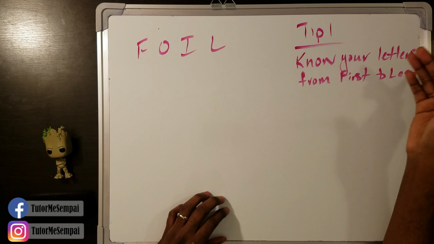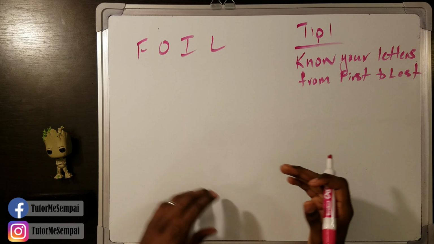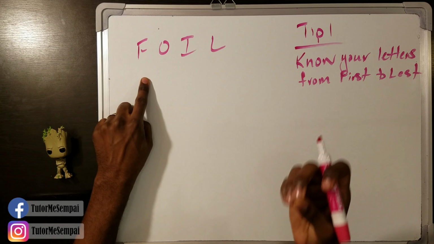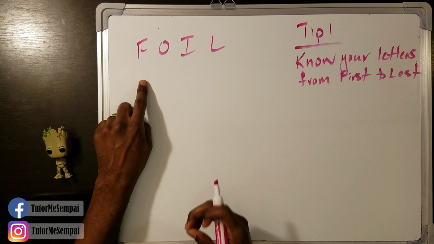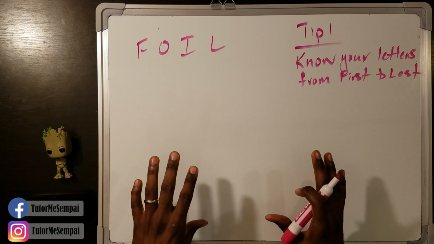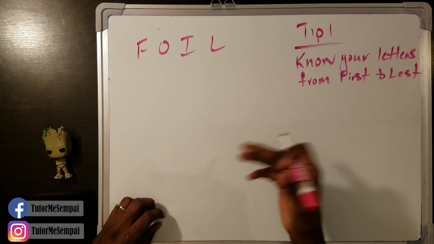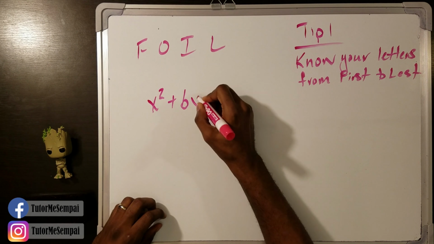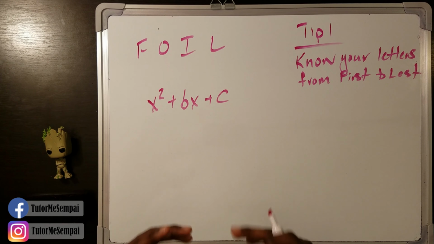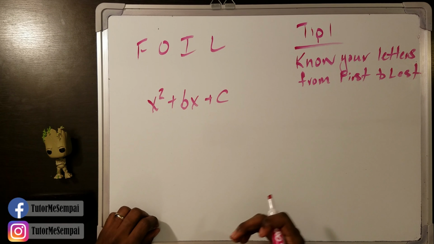When I talk about knowing your letters from first to last, knowing how to FOIL is different from using a FOIL to solve your question. I want you to be able to use FOIL without actually having to do FOIL. So for example, let's say you had a quadratic that looked like this. Understanding how to use your FOIL method will allow you to set up your factors in such a way.